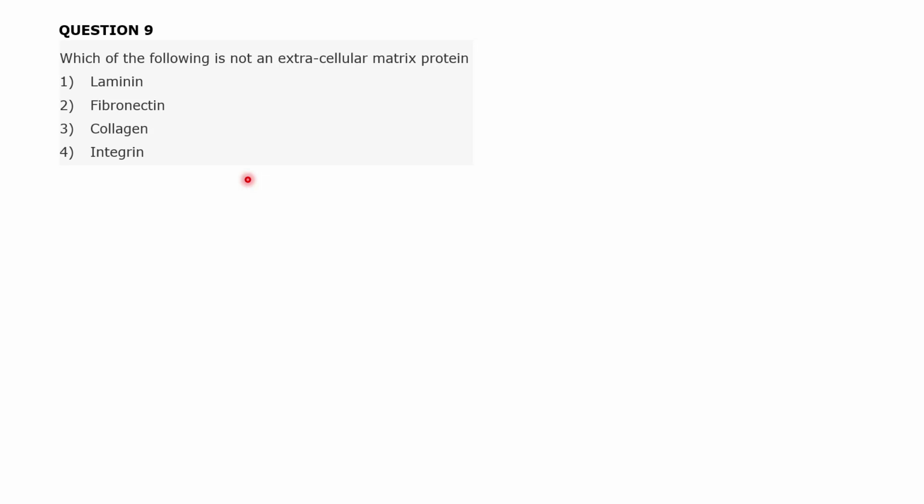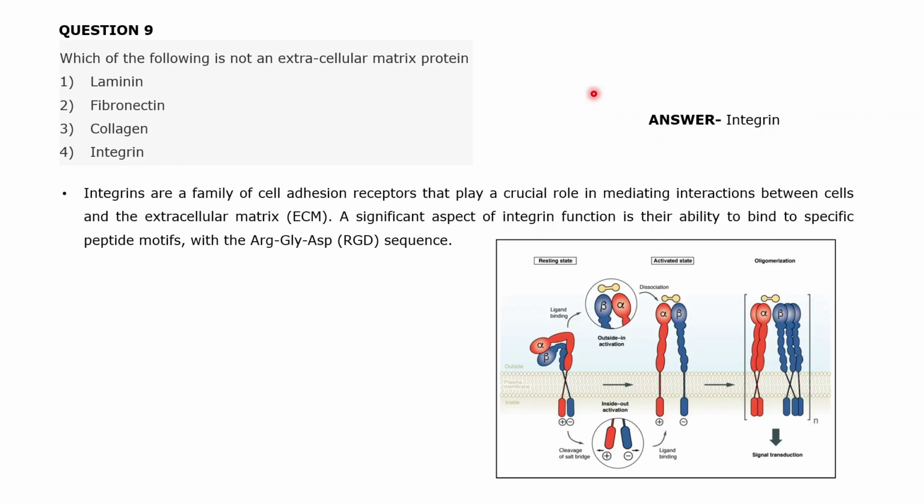Okay, so I think that's clear. Did anyone answer this question? I think we got an option, right? Option number 4, that is integrin. Integrin is not an extracellular matrix protein, rather it is a cell surface receptor.